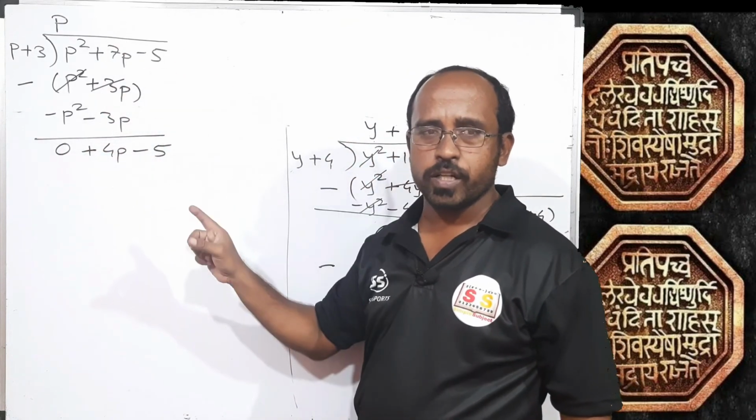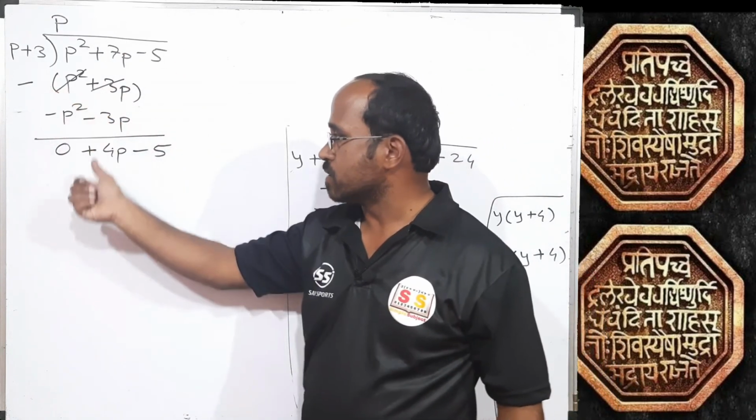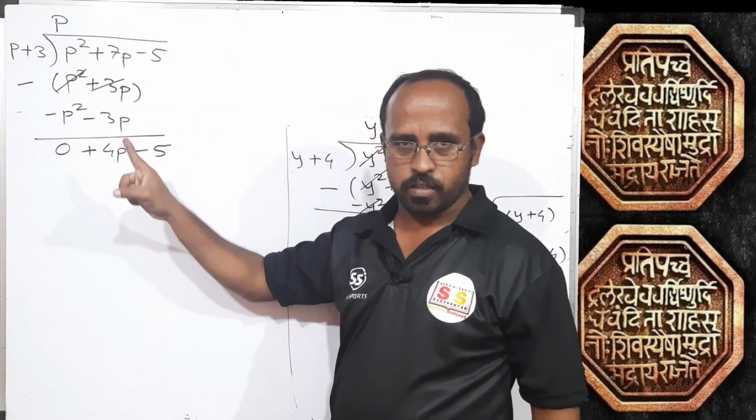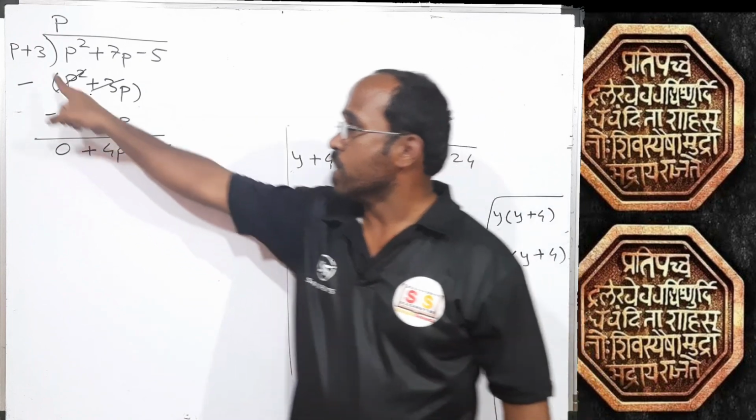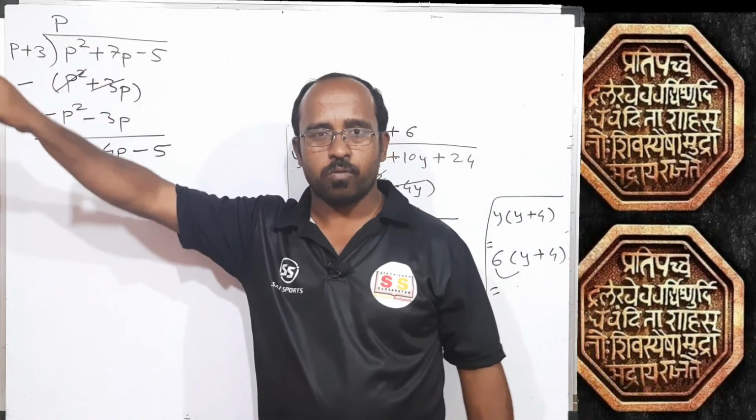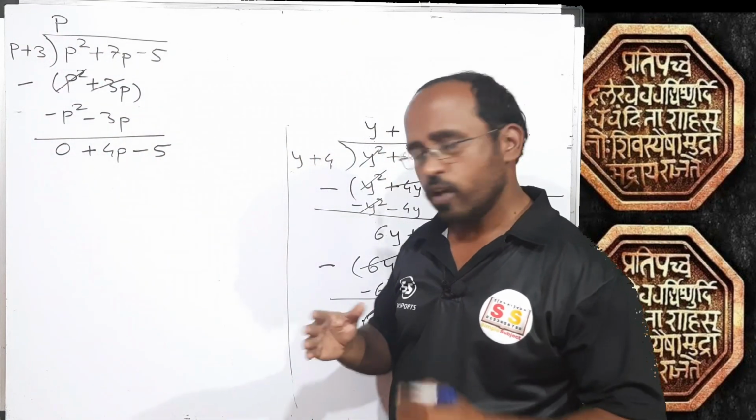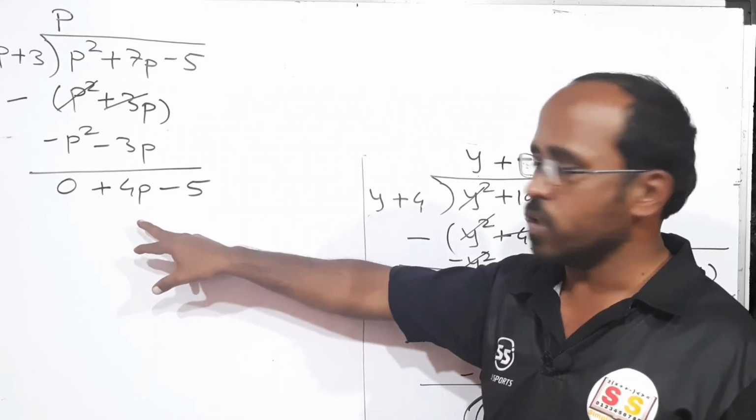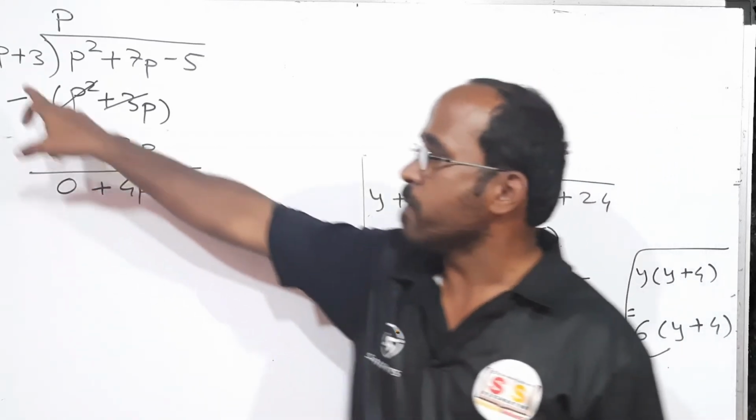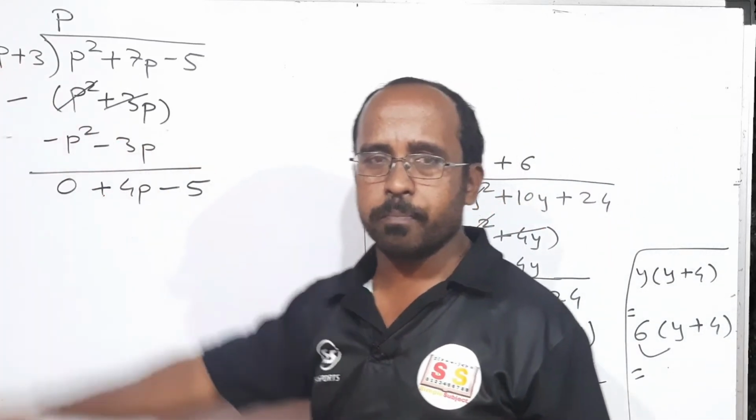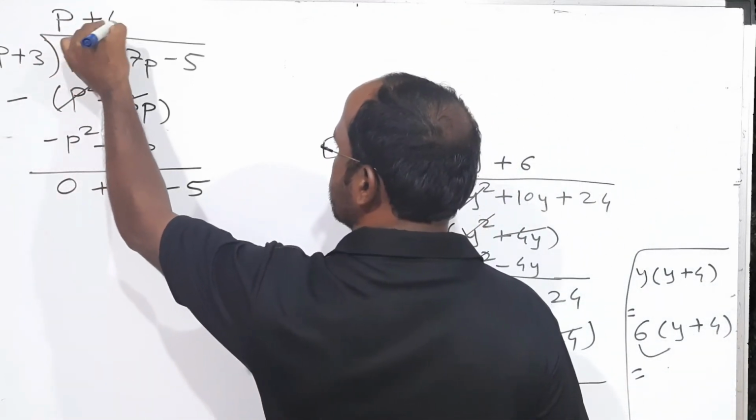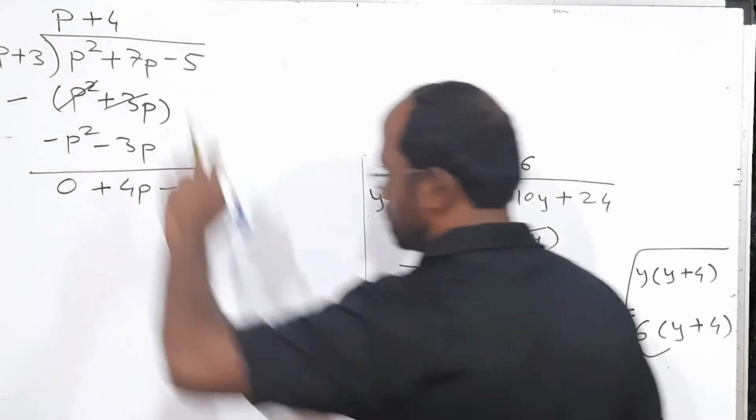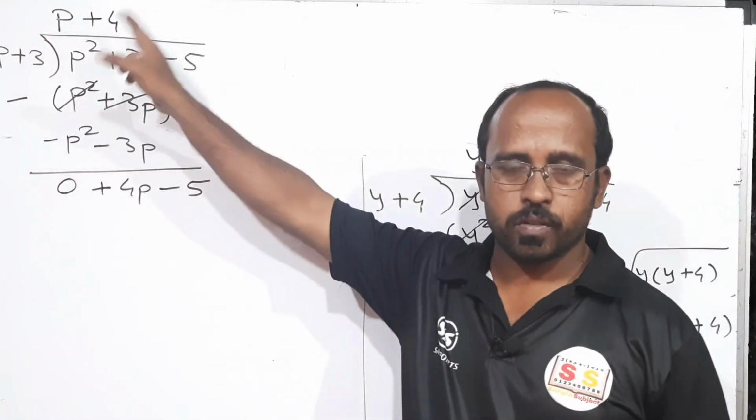But before continuing, compare the degrees. The degree of the highest term, 4p, is 1. Here the degree of p plus 3 is also 1. This means division is possible. So let's divide to find the quotient. Divide this first term 4p by p. So 4p divided by p, the answer is 4. Plus 4p divided by plus p, the answer is plus 4.